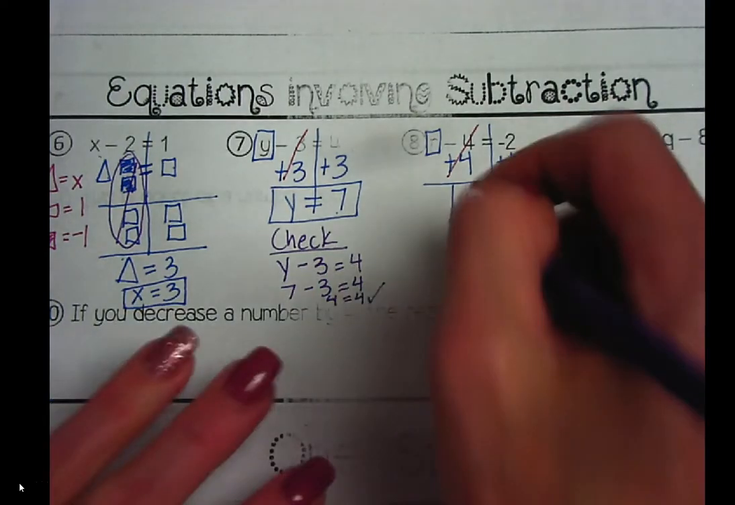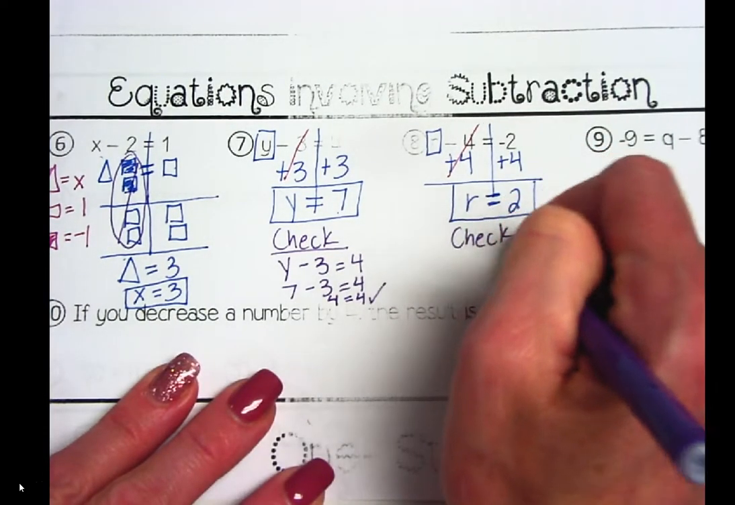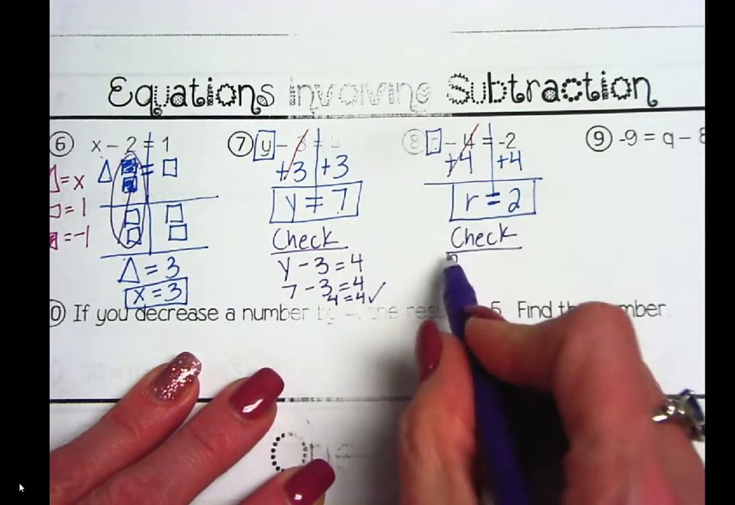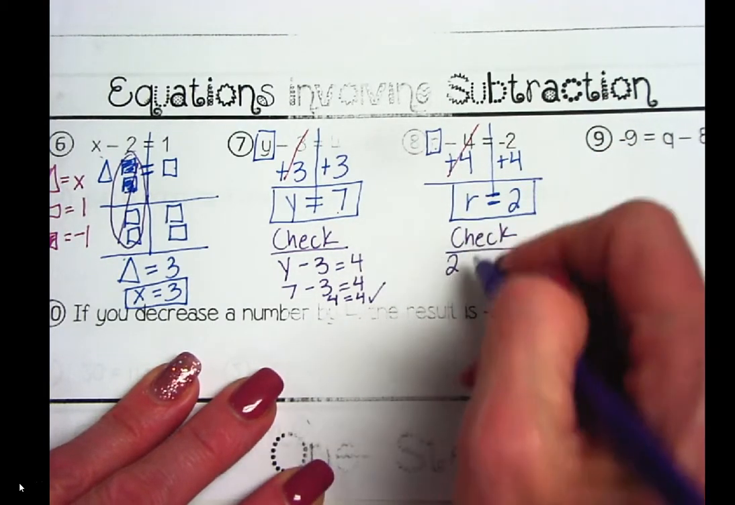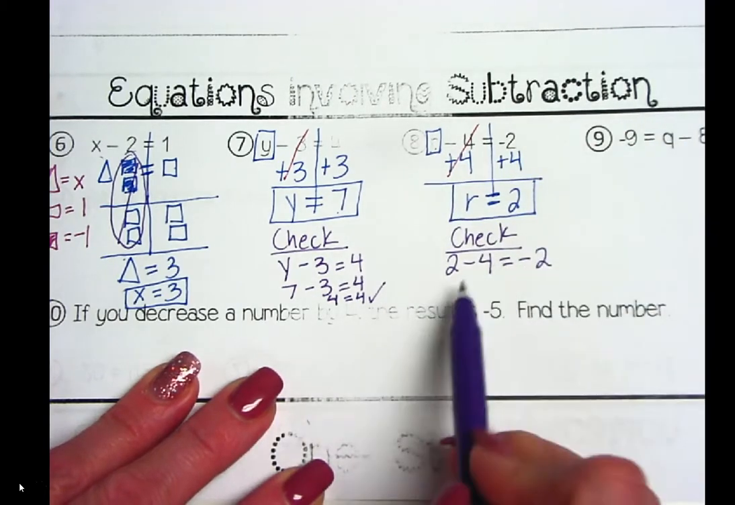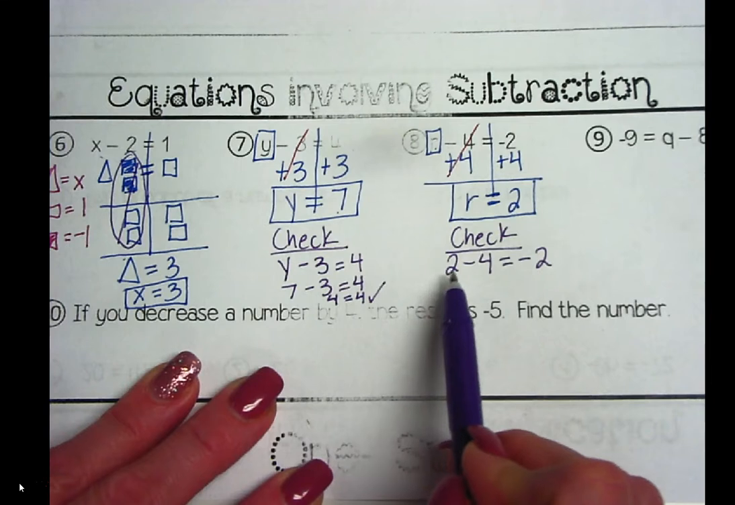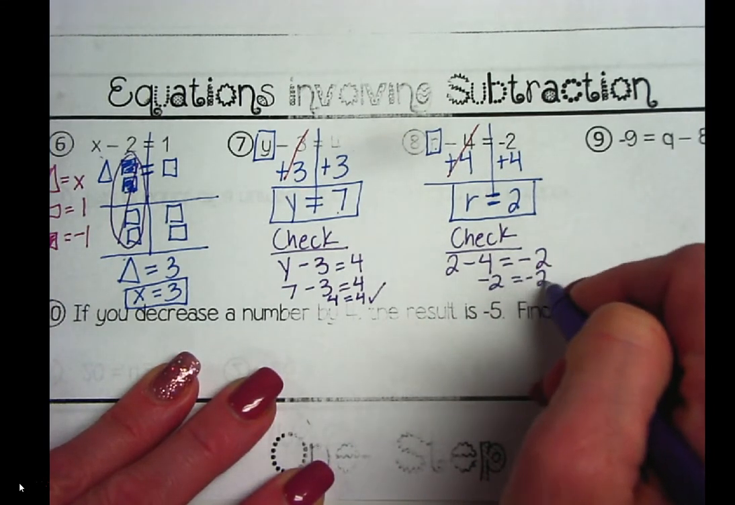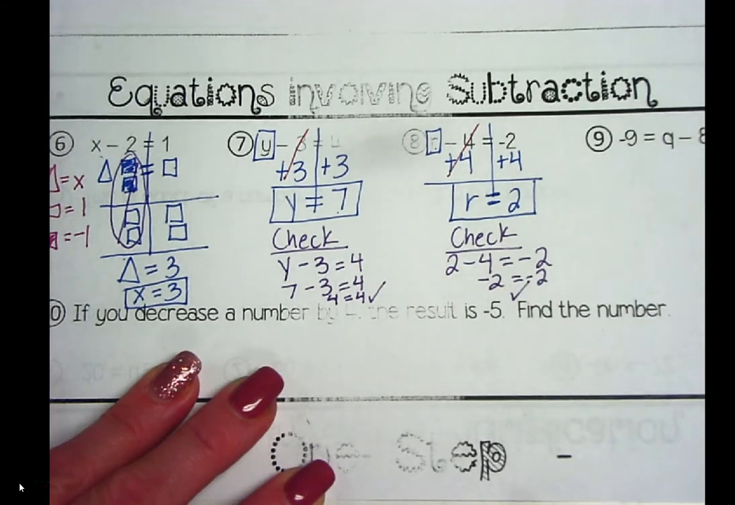Now is my check. For my check, I put in 2 for r, just substituting down here. Minus 4, bringing down the equation, is equal to negative 2. Put this in my calculator. 2 minus 4 is negative 2. Negative 2 is equal to negative 2, and it checks.